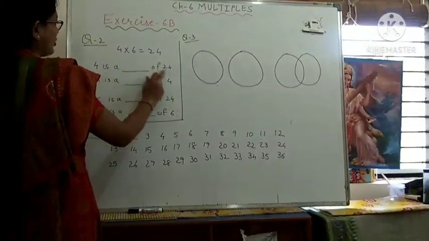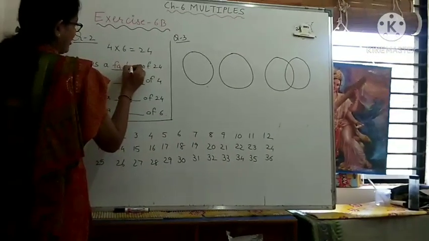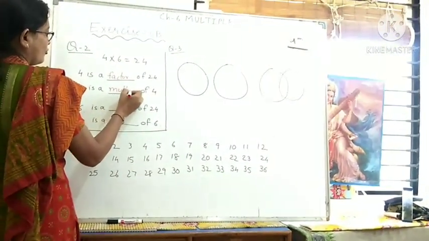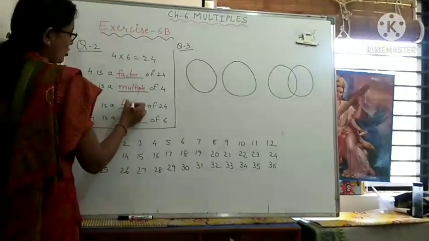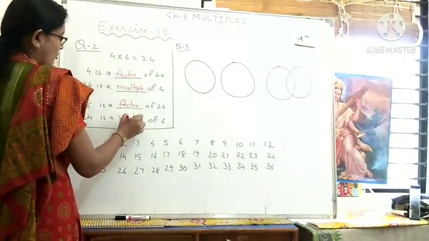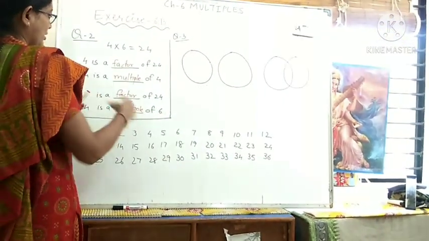4 is a blank of 24. So what will come here? It is a factor of 24. 24 is a multiple of 4. Okay. 6 is a factor of 24. And 24 is again a multiple of 6. Right? It is a multiple of 6.